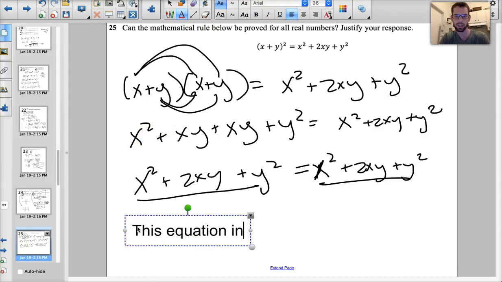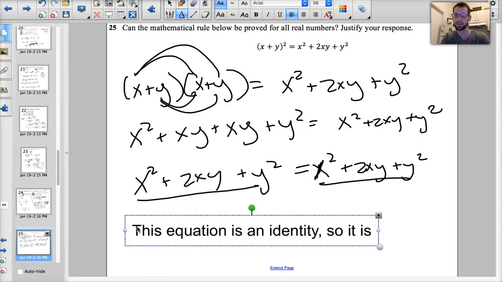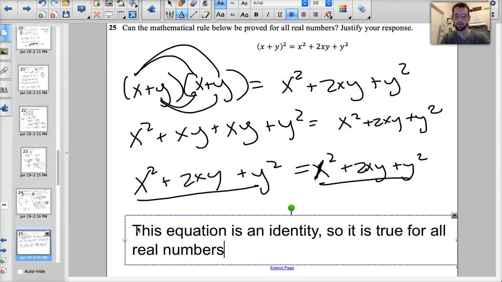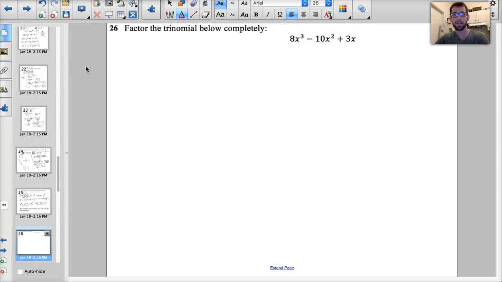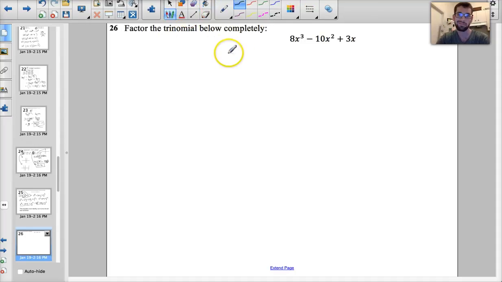This equation is an identity, so it is true for all real numbers. Great. Now I'm supposed to factor completely. I'm guessing it's probably the AC method. I noticed there's a GCF of x, so I'm going to factor that out first.